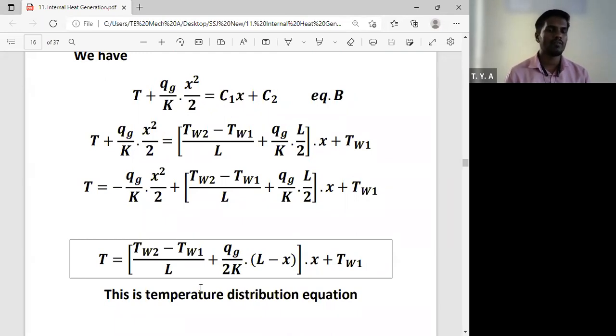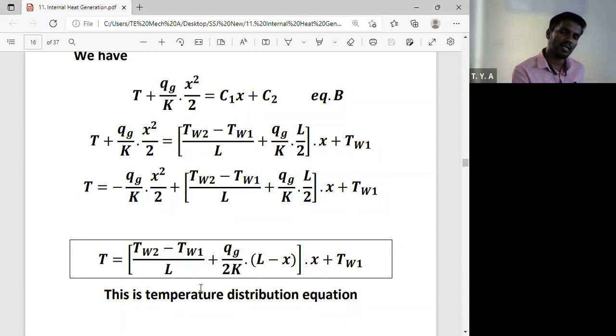Write down the final equation for the temperature distribution when the wall surfaces have different temperatures. So what is the equation? At that time we have to use this equation. T is equal to TW2 minus TW1 divided by L plus QG by 2K into bracket L minus X into X plus TW1. Okay, so this is the temperature distribution equation when both the surfaces have different temperatures.